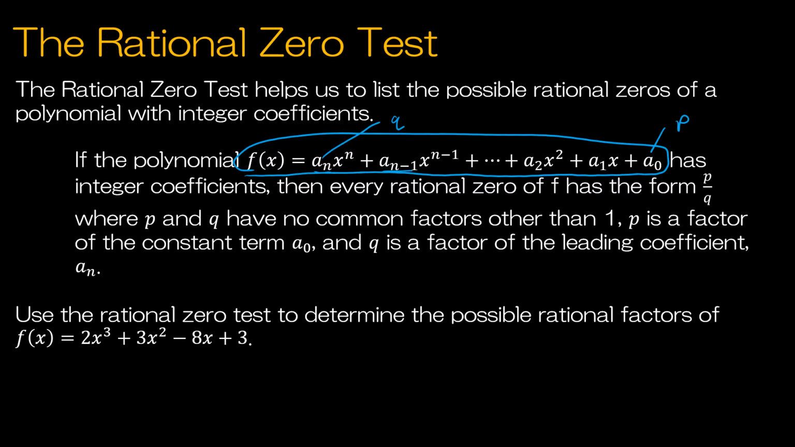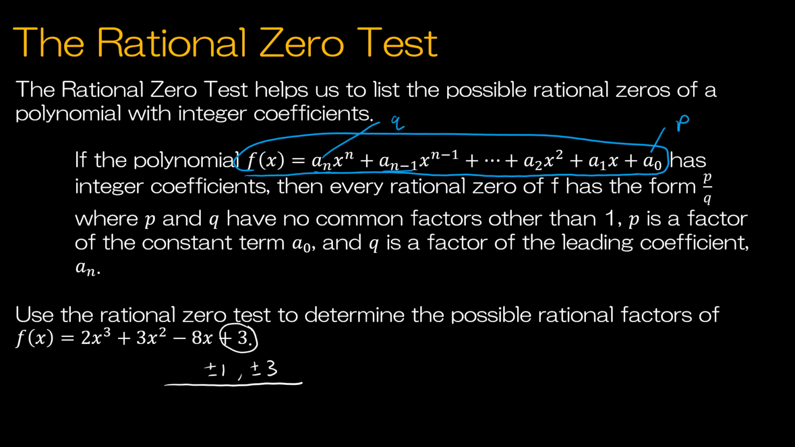So we're going to use the rational zero test to determine, just to practice together, the possible factors of our polynomial 2x cubed plus 3x squared minus 8x plus 3. What we're going to do is make a fraction, and on the top we're going to write any factors of p, which is the constant. So 3 has factors of plus or minus 1 or plus or minus 3.